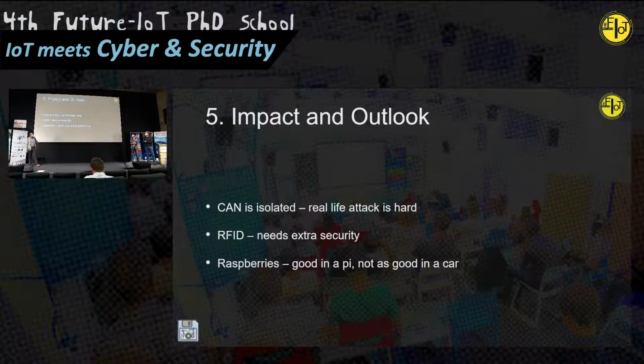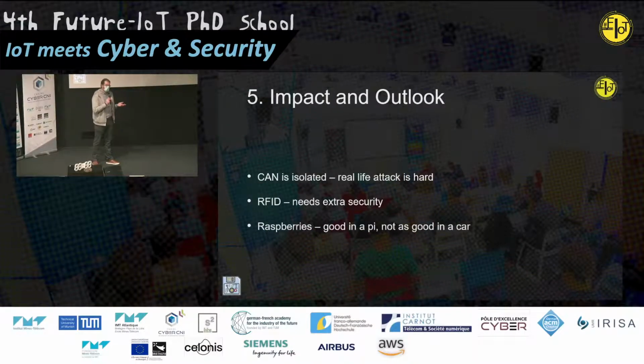So in terms of impact and outlook, such a system consisting of only a CAN network is already hard to attack because everything is isolated from any remote access. Still, if you try to make it more complex, like having autonomous capabilities on your car, you have to make the system more complex and maybe introduce more vulnerabilities. So that would be something to care about.